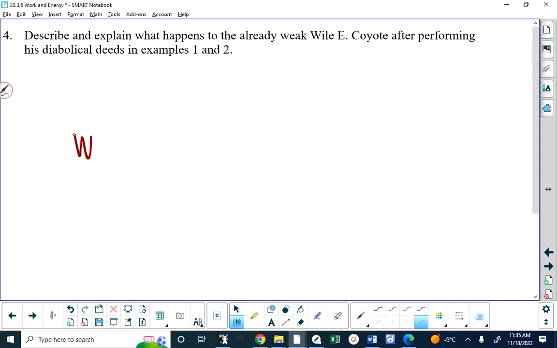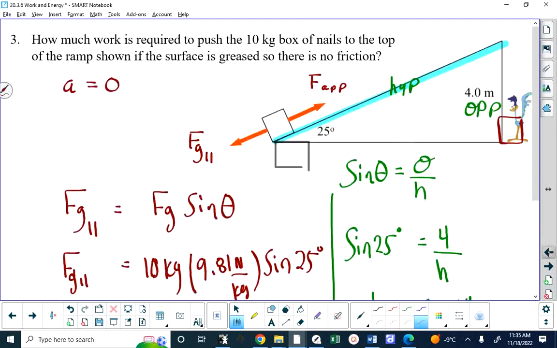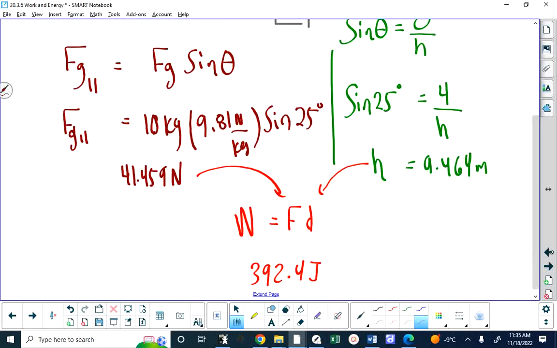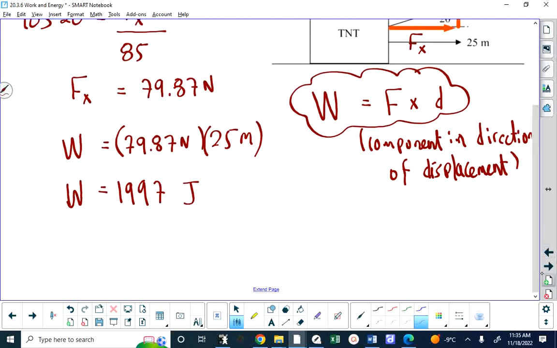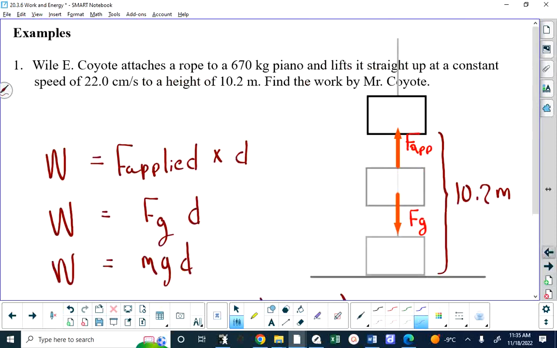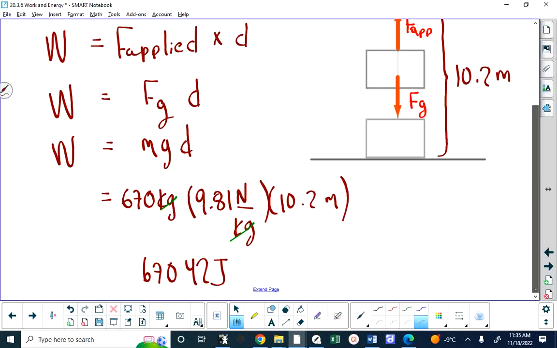So Wile E. Coyote has lost a lot. We could calculate. I'm assuming in question 3 that it was him pushing the box to the top of the ramp. We could calculate it. What do we have? 392, 1997, we're at about 2,400. I'm doing some liberal rounding here. 2,400. About 71,000 joules, approximately.